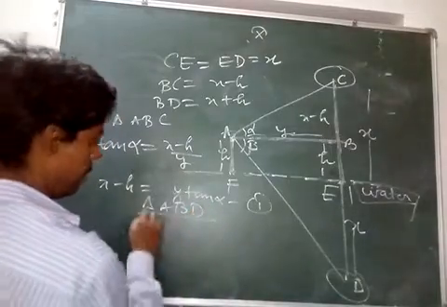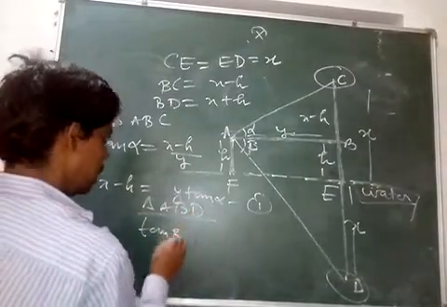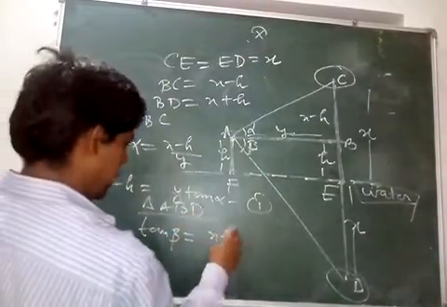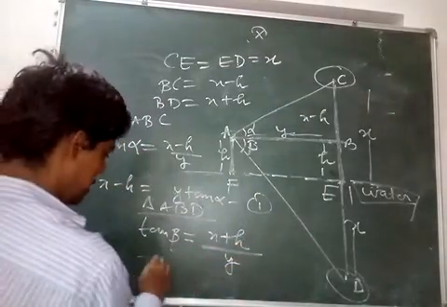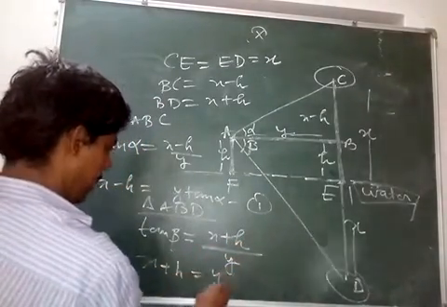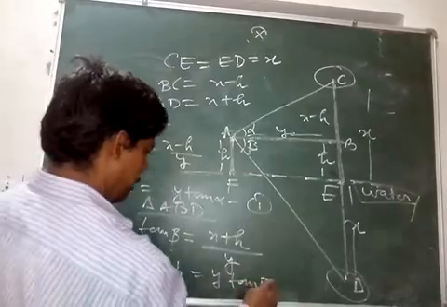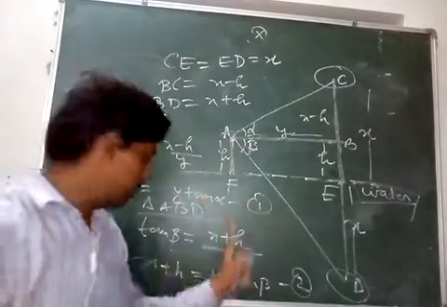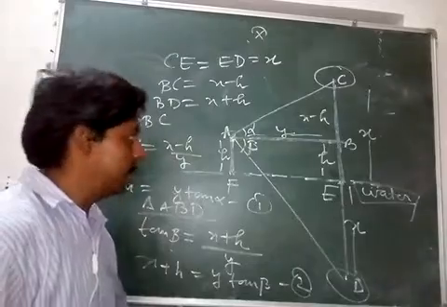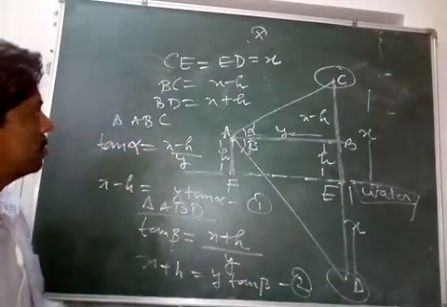Similarly, in triangle ABD, I am writing tan of beta. Tan of beta is x plus H upon y. So x plus H is equal to y tan beta. This is equation number 2. So we have found that x minus H is y tan alpha, x plus H is y tan beta. And now we can solve the two equations.